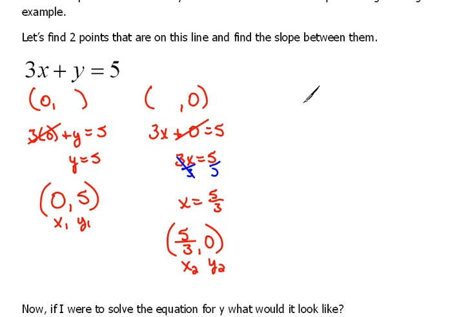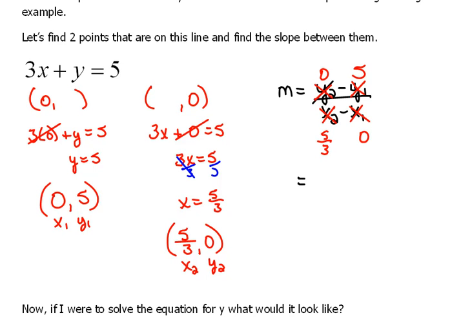Okay, let's use our slope formula and see if we can find the slope then. So m equals y2 minus y1 over x2 minus x1. Okay, so y2 is 0. y1 is positive 5. x2 is 5/3. And x1 is 0. So let's clean this up. Here we have 0 minus 5 over 5/3 minus 0. Okay, well, 0 minus 5 would be negative 5. 5/3 minus 0 would be 5/3.